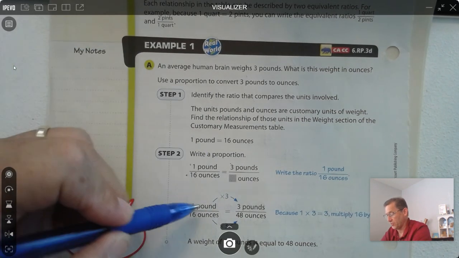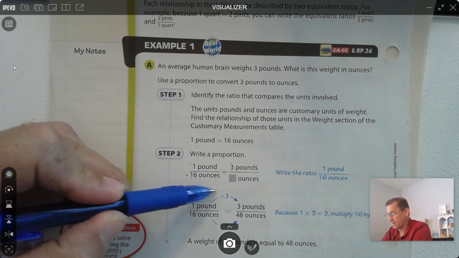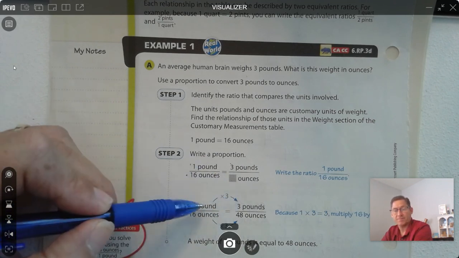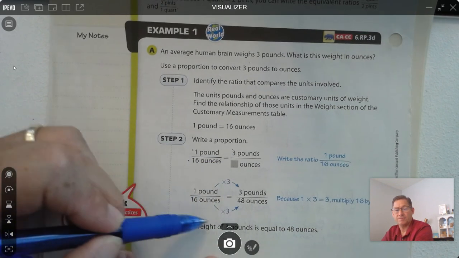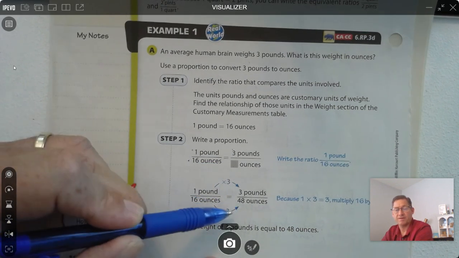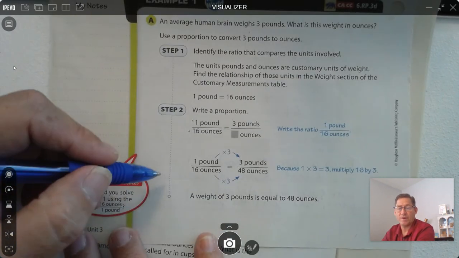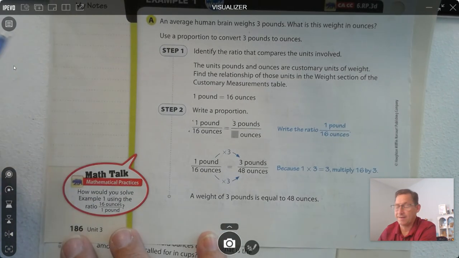Well, as they're showing us here, to go from 1 to 3, we're just multiplying by 3, right? So whatever we do to the numerator, we do to the denominator. So 16 times 3 is 48. So the weight of 3 pounds is equal to 48 ounces.